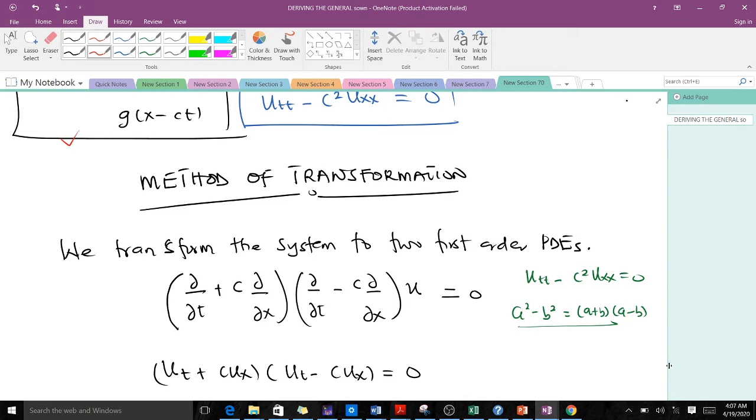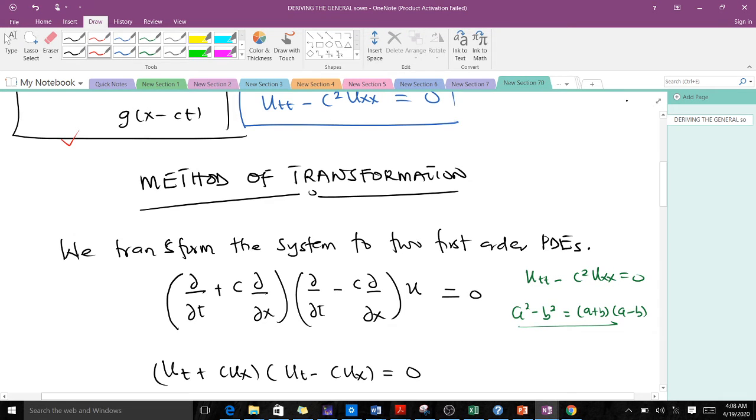So with the method of transformation, what we do is that we transform the system to two first order PDEs. So you realize that our wave equation is a second order PDE. So we transform it to two first order PDEs.